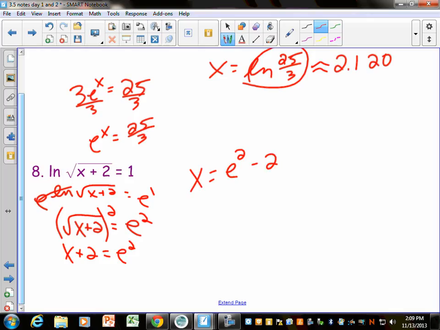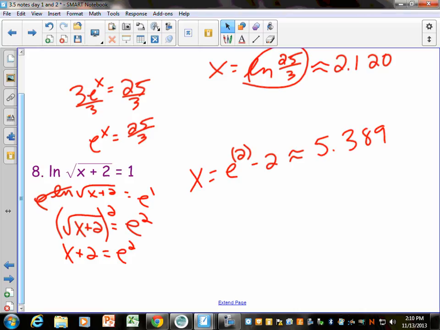And the approximate answer, I would type that in my calculator. And again, be careful on how your calculators are. My calculators automatically put a parenthesis by e, so you need to close that parenthesis, or you need to hit enter and then subtract 2. e squared minus 2 should be like 5.389-ish.